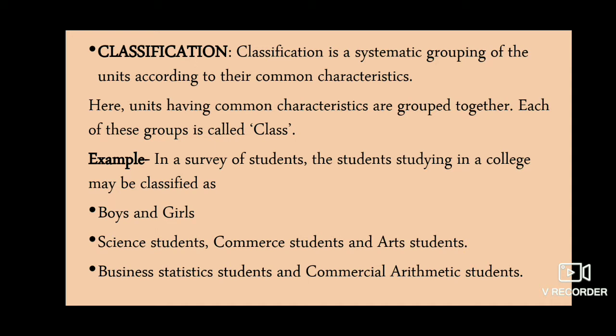In a survey of students, the students studying in a college may be classified as boys and girls, science students, commerce students, and art students. And as of now, for BCom students, we are classified as business statistics students and commercial arithmetic students. Whenever you are interested in a survey, we have to classify the units according to their common characteristic. As we can see here, the students studying in a college are classified based on the gender and the combinations that they have opted.